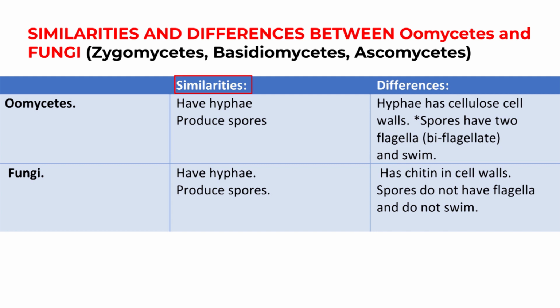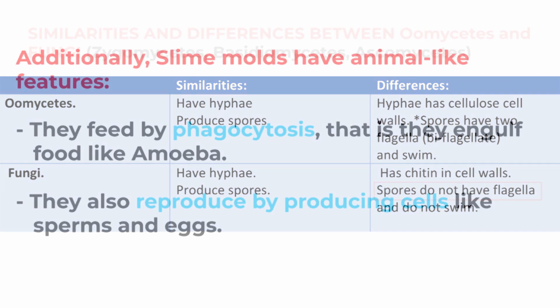They both have hyphae, they both produce spores. Differences: Oomycetes have cell walls that have cellulose. Fungi have cell walls that have chitin in their walls. And then the spores of Oomycetes have flagella and they can swim. The spores of fungi do not have flagella, they do not swim.